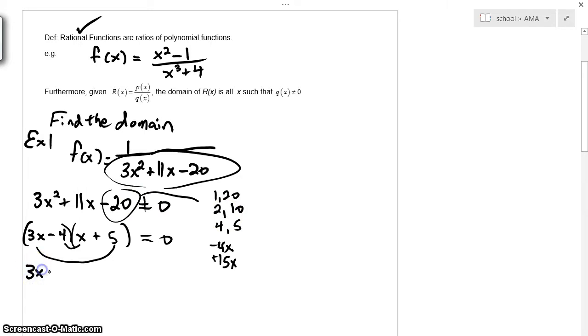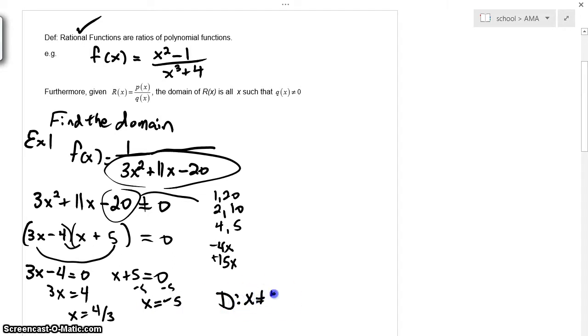Set both of these factors equal to 0, and very quickly you will solve, adding a 4 to both sides here, and then dividing by 3. We'd have x would be 4/3. Here we'd get x is equal to negative 5. And what we'd see here is our domain would be all x values except x could not be 4/3 and x could not be negative 5. All other x values are fine. So that's really what has to be done. Of course, the quadratic formula would have given us the exact two answers.